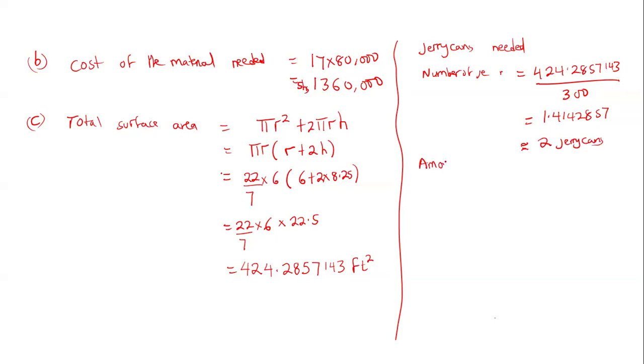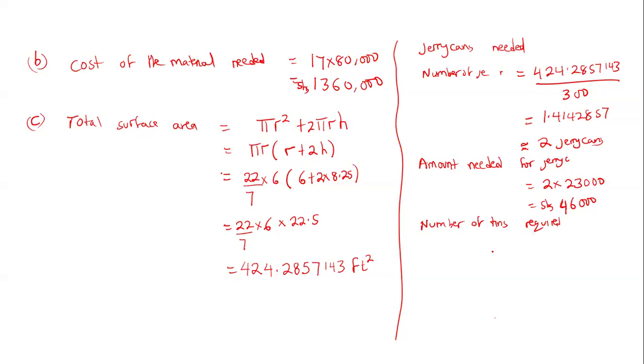Then you say amount needed for the jerry cans. So you multiply the 2 times the cost of each jerry can, which is 23,000. And roughly here, you'll need 46,000. Now from there, what about the paint? In case you're going in for the tins. So here we say number of tins required.